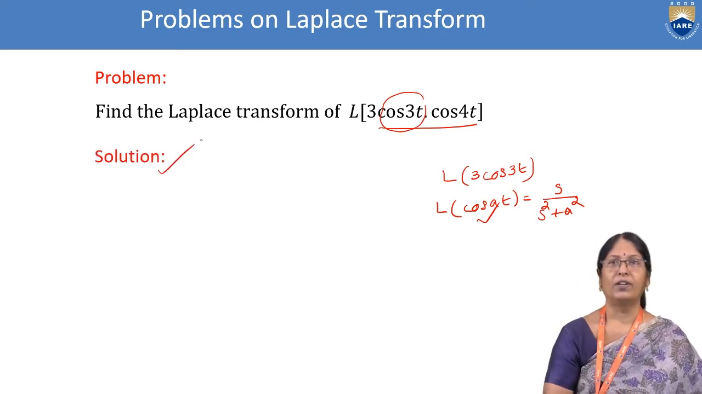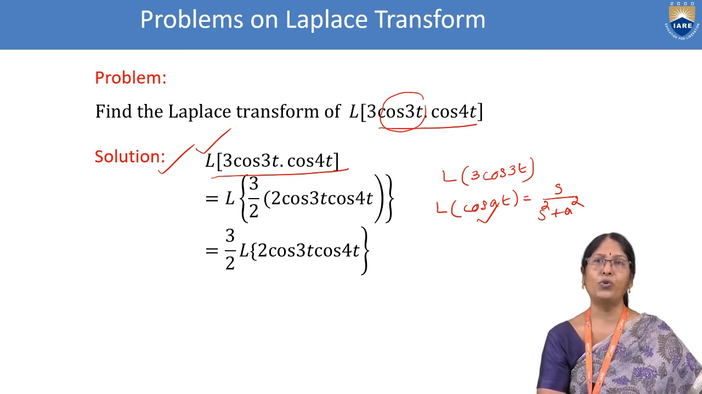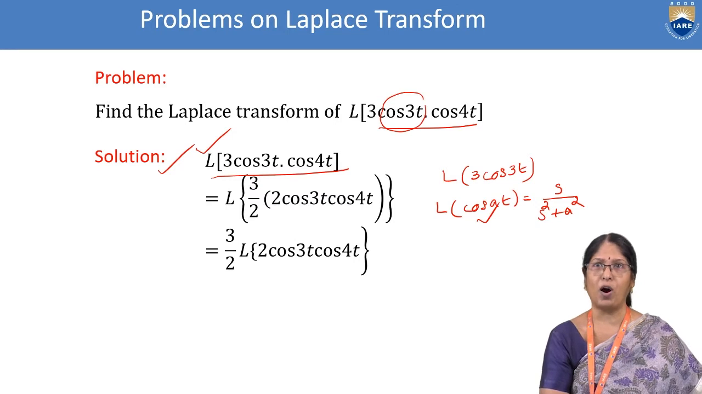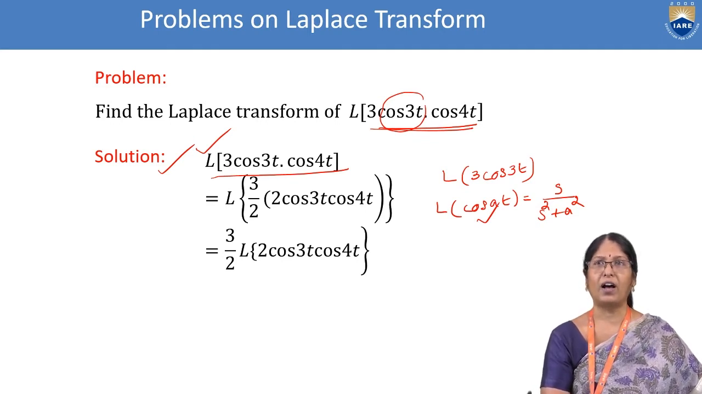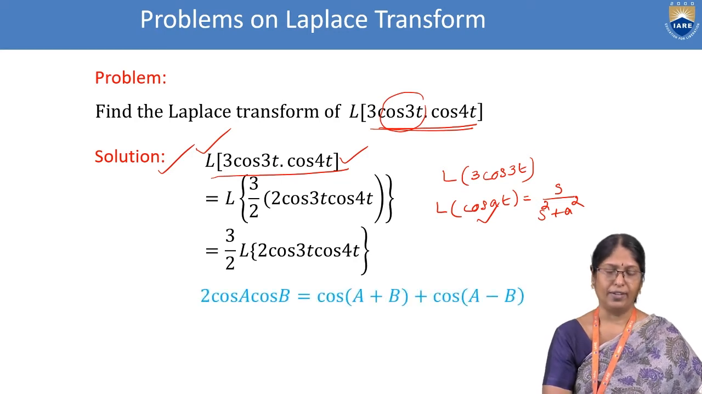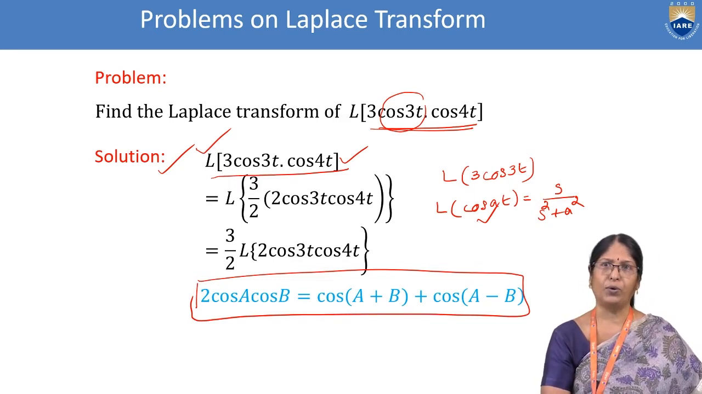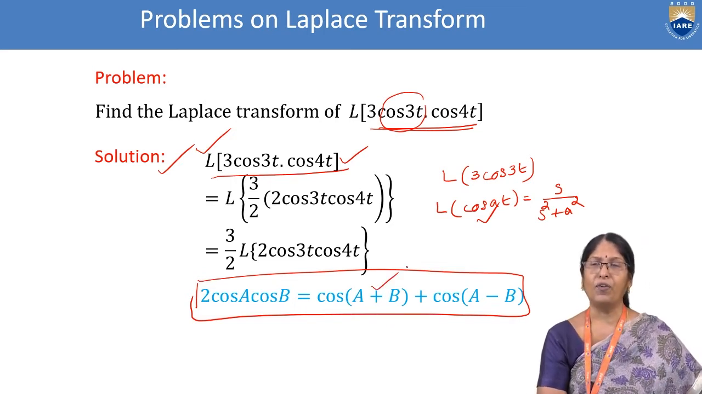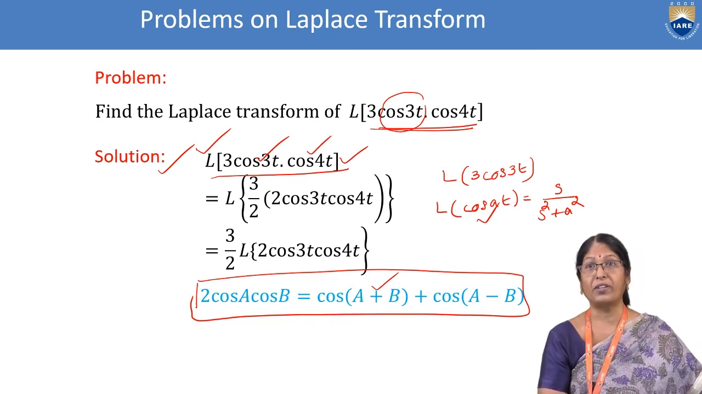So we will concentrate now on the solution. The capital L represents the Laplace transform of our given function, that is 3 cos 3t cos 4t. What is the relevant trigonometric formula? Here it is given: 2 cos A cos B equals cos of A plus B plus cos of A minus B. We selected this formula because in our given function, two cos trigonometric terms are there.